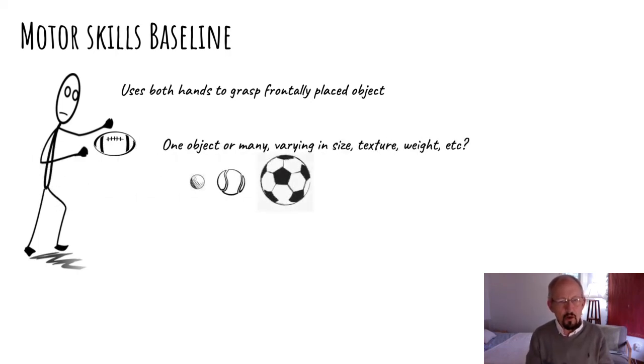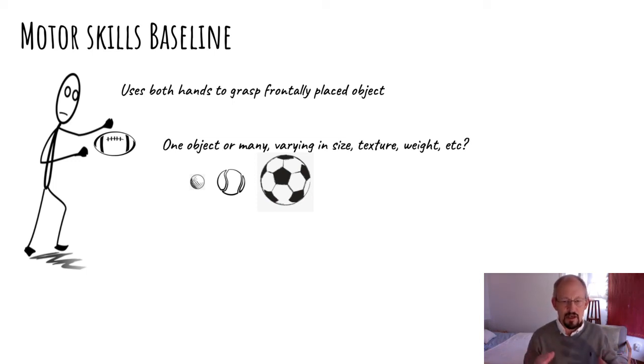So here we want to consider, again, ways in which the ability to grasp an object might be influenced by the object itself. So during our baseline, is it just one object or is it many objects? And if it's many objects, have we varied the size, texture, weight, shape, and so forth? Okay, in the example here, these are all round balls, right?